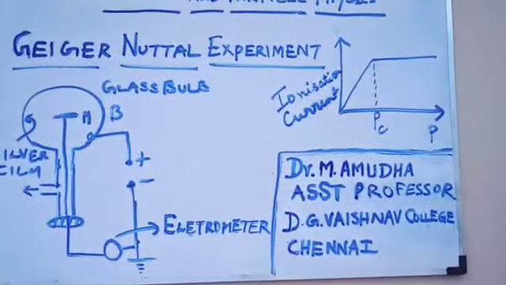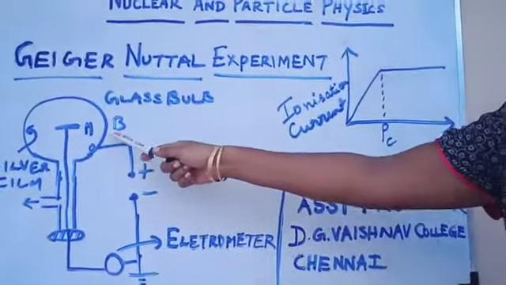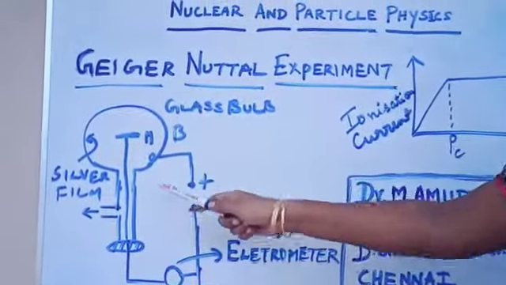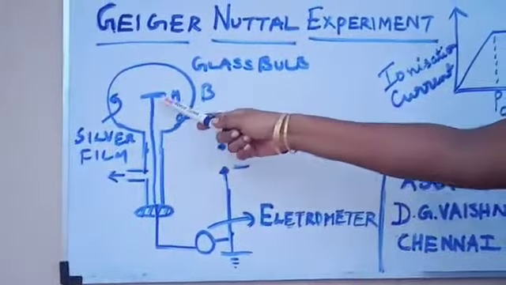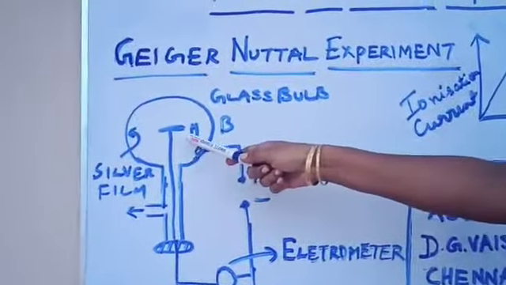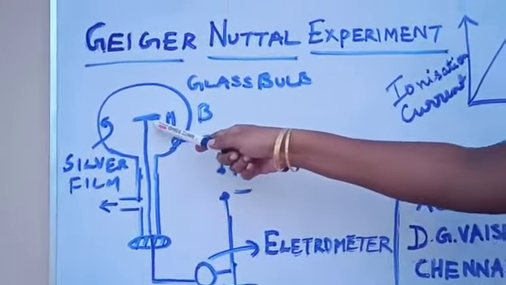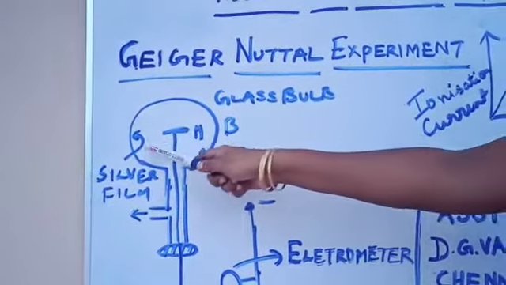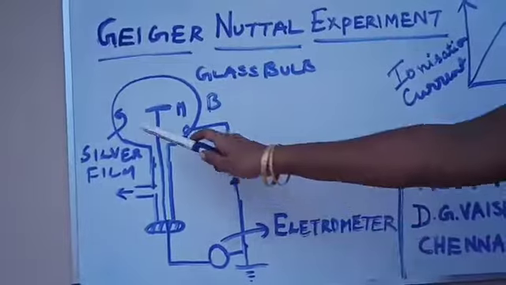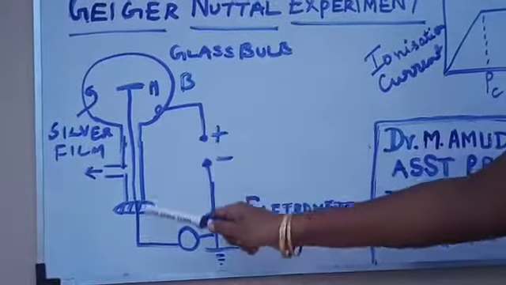Geiger-Nuttall experiment to determine the range of alpha particles. The experimental setup consists of a glass bulb B, a spherical glass bulb. A metal disc is there at the center of the glass bulb, which is represented by M. The thin film present on the disc M is the alpha particle source, and the walls of the glass bulb are coated with silver film.